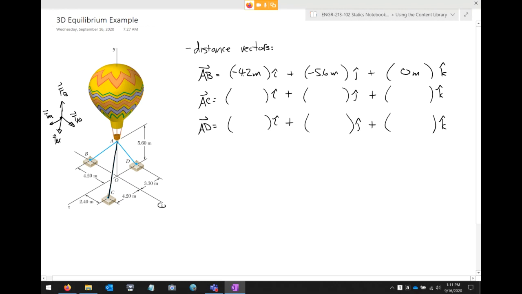Along the x-axis, so that's this way, you can see that's positive 2.4. For the J, that's the Y, so that's negative 5.6. And then the K is the Z, and going from A to C, we're going positive along the C, and that's positive 4.2.